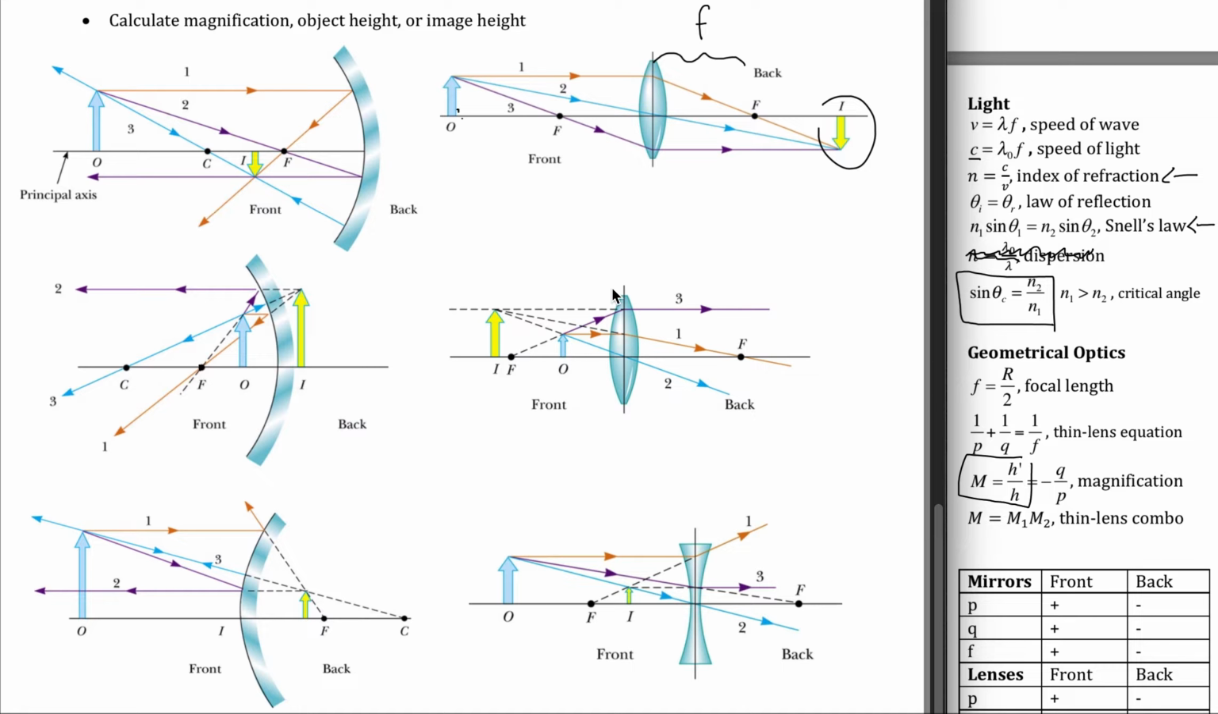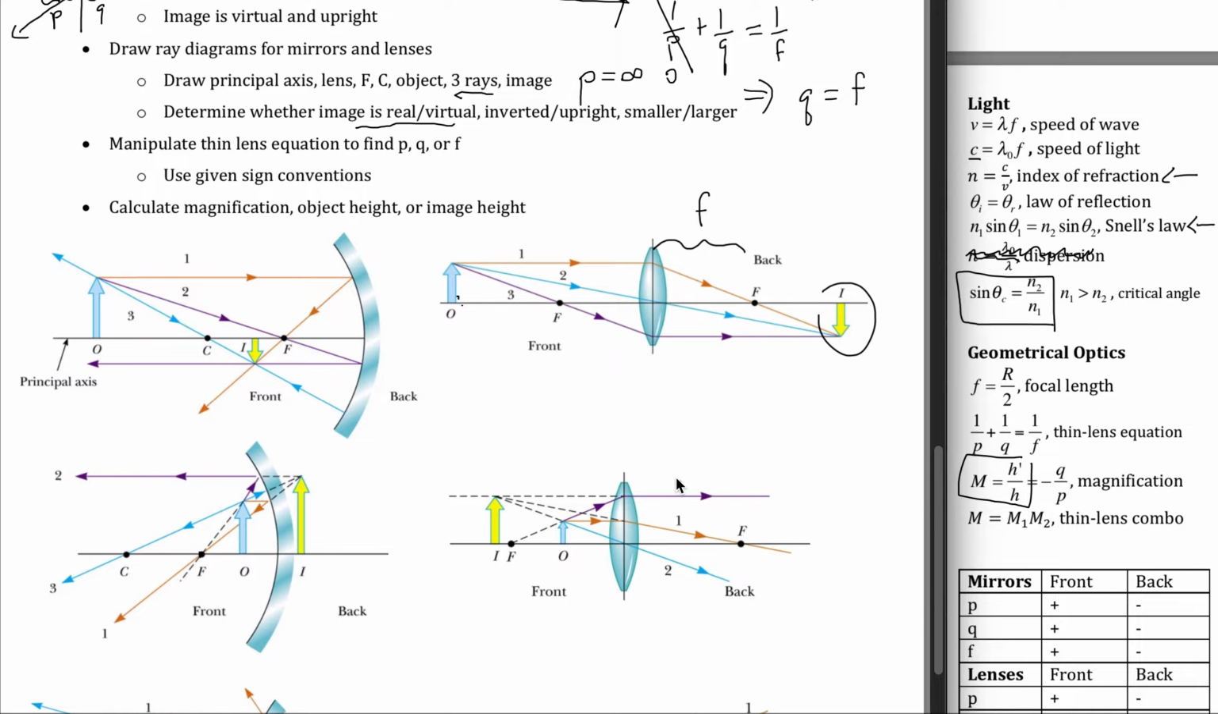For your lenses, if the object is in between the lens and the focal point, the image will always be bigger. And then a diverging lens will always produce a smaller image. Okay, that was a lot.